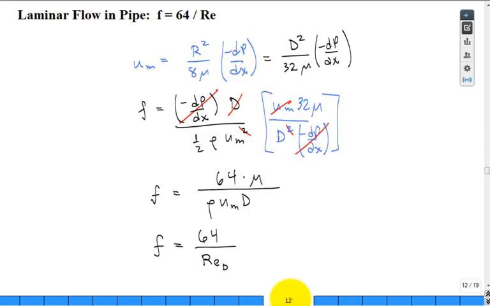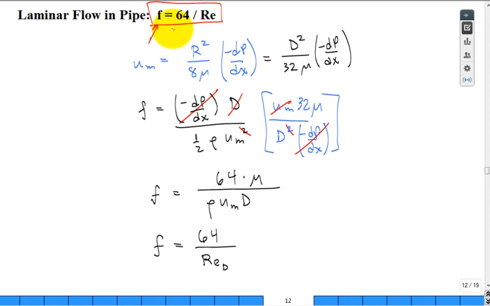Let's keep going. So you go back to the laminar flow pipe, fully developed. And you can get a very simple relationship now that we have introduced that Reynolds number, and we know the friction factor. We can get that the friction factor is 64 over Reynolds number.